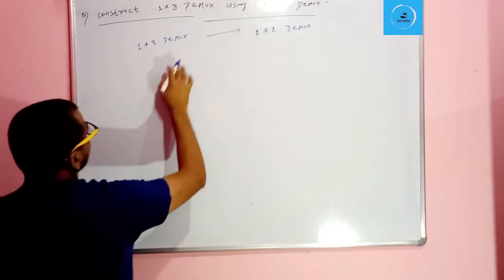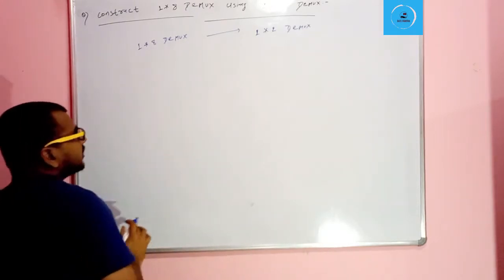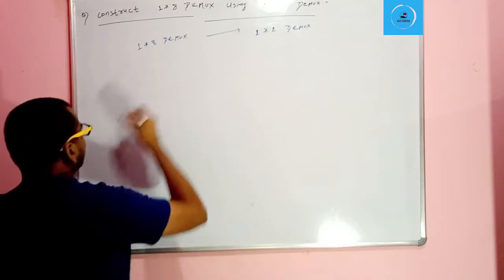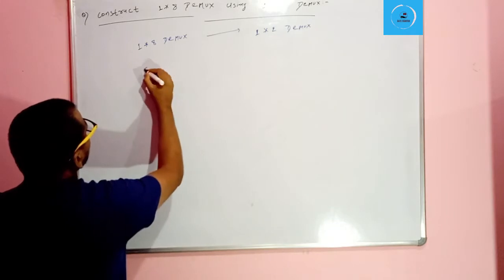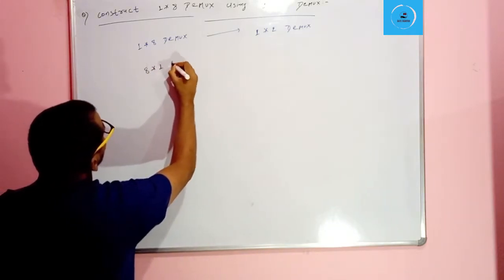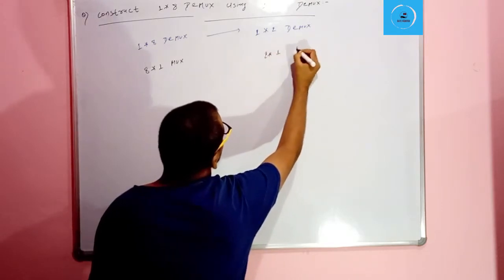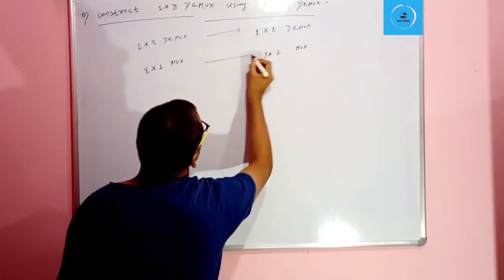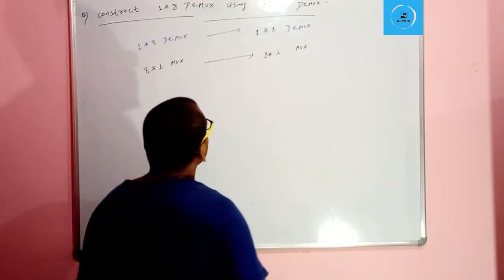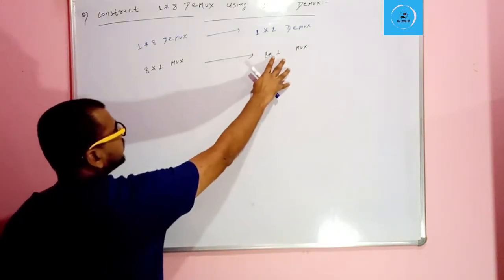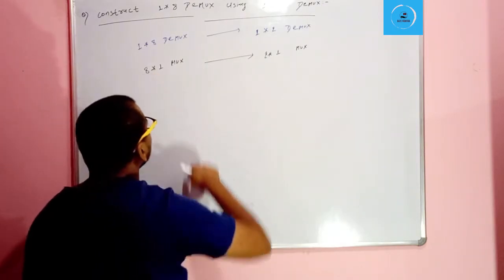Then, second step, we will write it like the multiplexer. So we will write here 8 to 1 multiplexer and here 2 to 1 multiplexer. And then from here we will work out how many 2:1 multiplexers will be required to construct the 8:1 multiplexer.